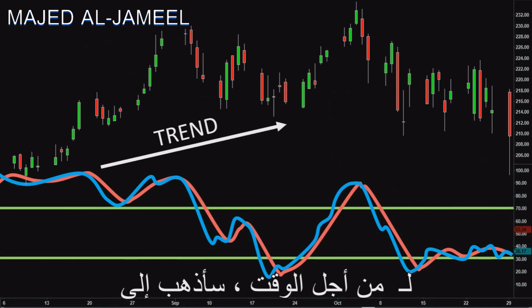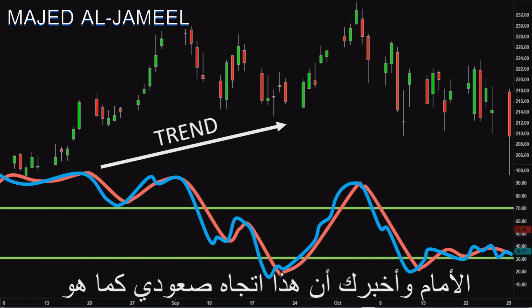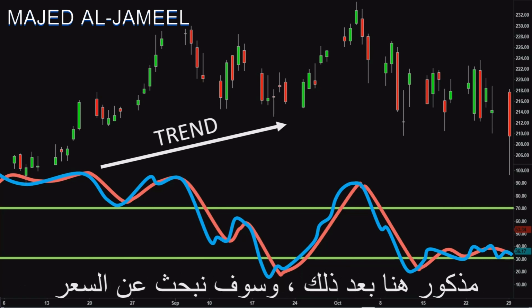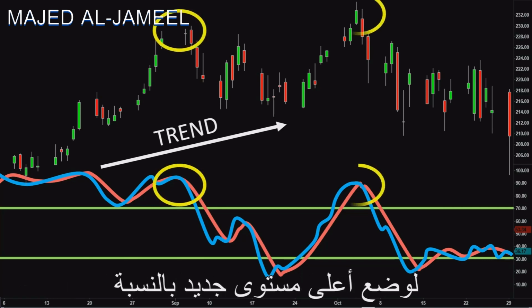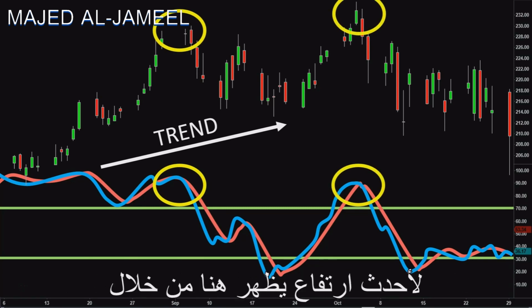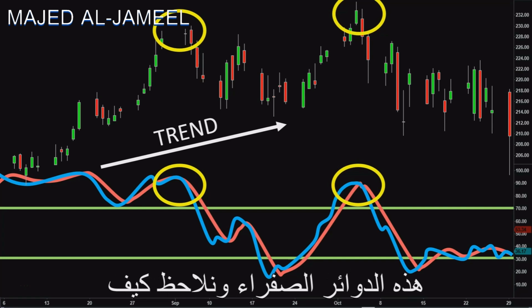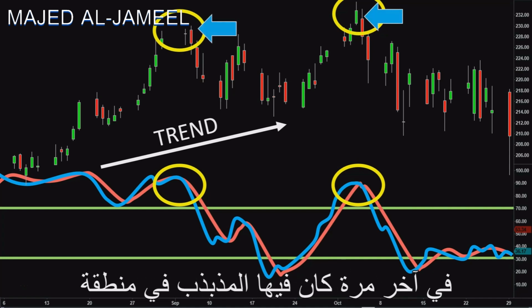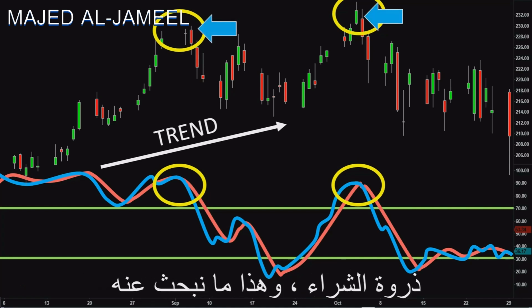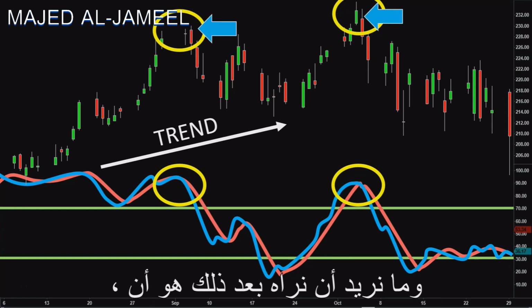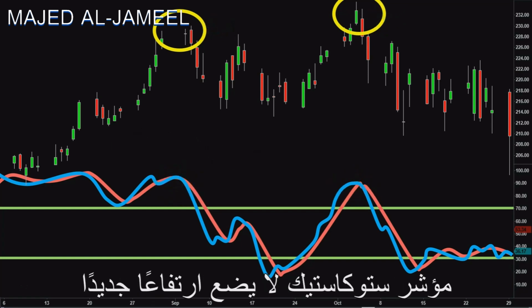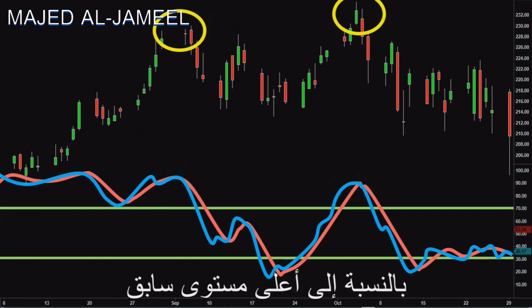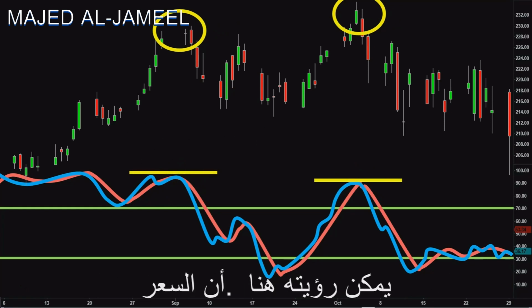First, we want to identify the trend just as we did previously. For the sake of time, I will just go ahead and tell you that this is an uptrend as noted here. Next, we'll look for the price to put in a new high relative to the most recent high. That is shown here by these yellow circles. And notice how the price is higher than the previous price the last time the oscillator was overbought. That's what we're looking for. And next, what we want to see is that the stochastic is not putting in a new high relative to its previous high. That can be seen here.